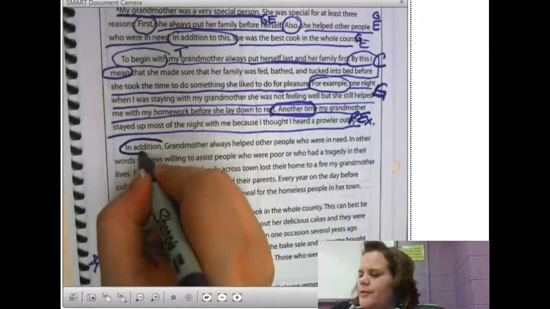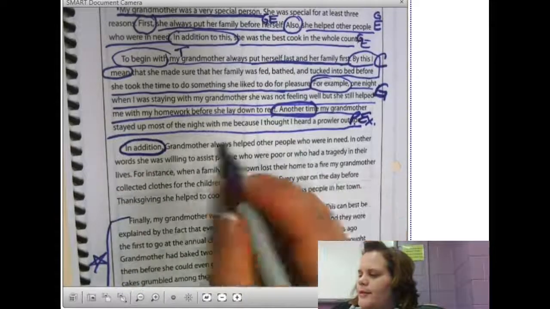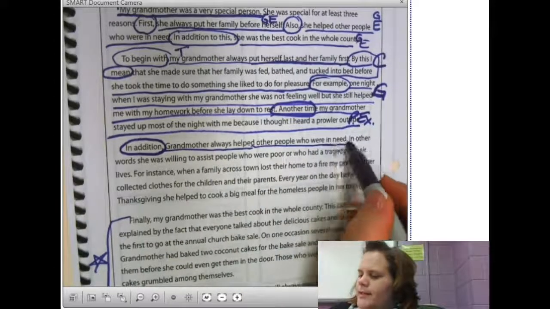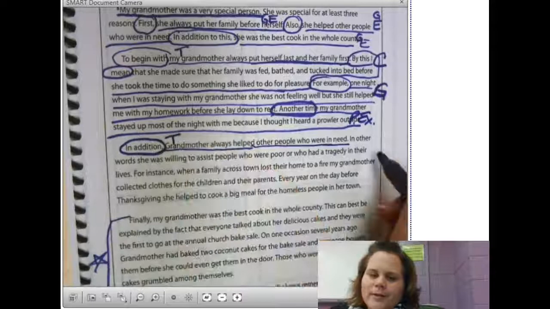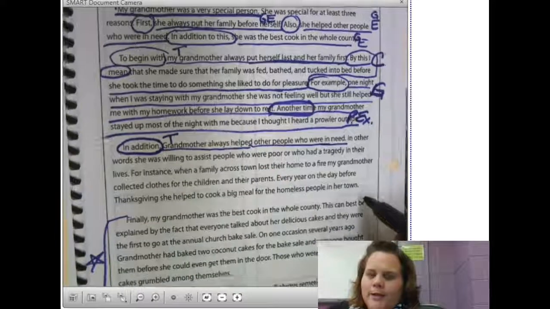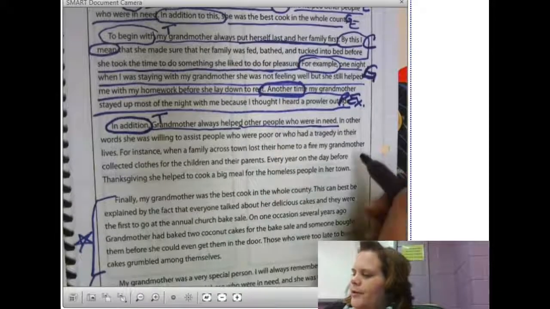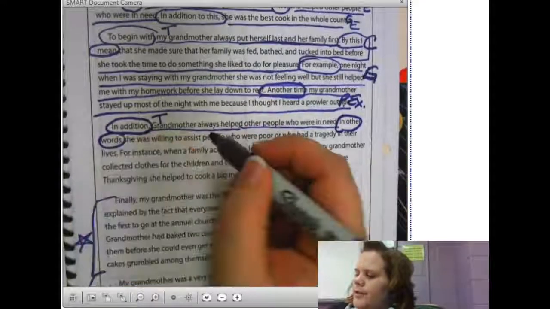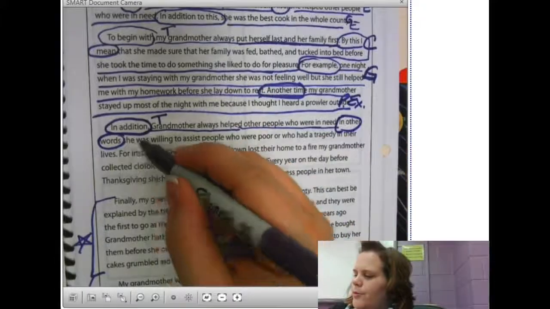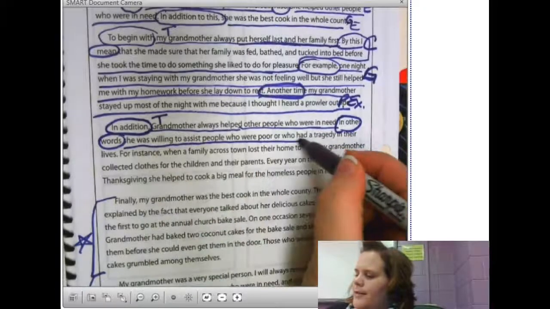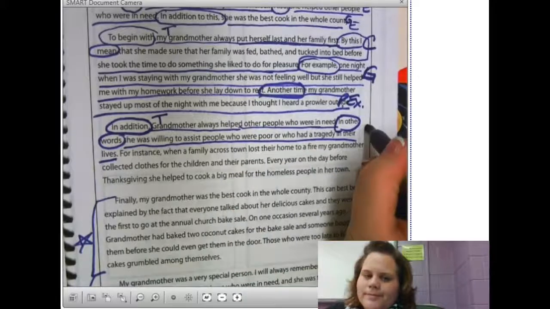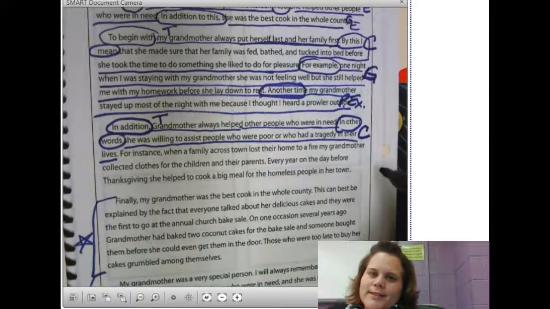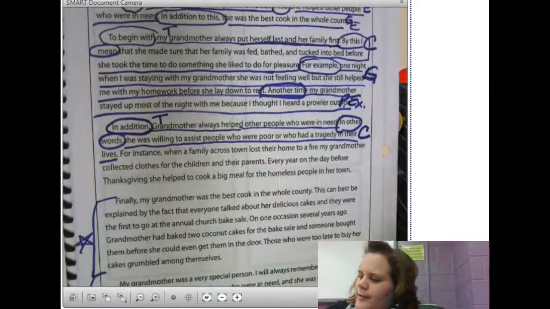Next paragraph, "in addition" should be circled because it's a transition. Grandmother always helped other people who were in need. This is your topic sentence. So this whole paragraph needs to be about people in need being helped. "In other words" is a transition. She was willing to assist people who were poor or had a tragedy in their lives. This is just clarification. Notice it doesn't really give you very many specifics. It's just restating what you said.